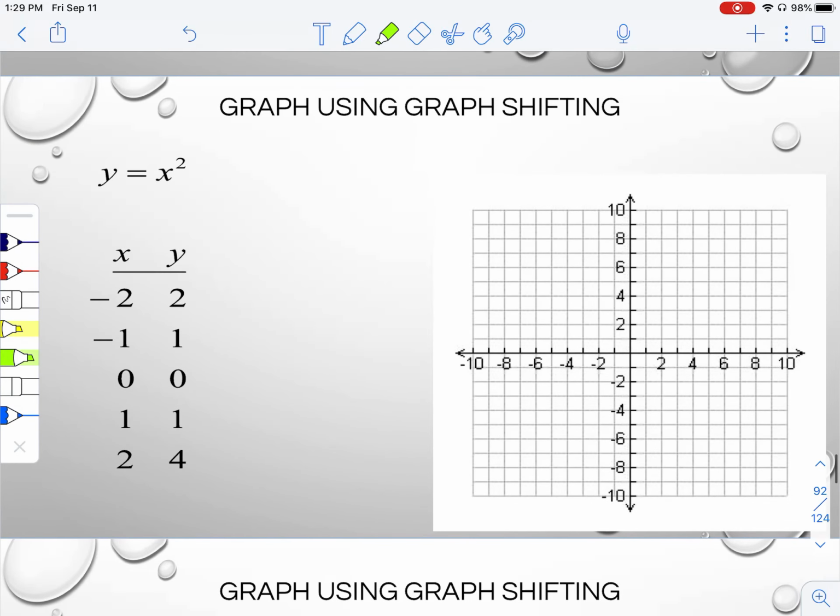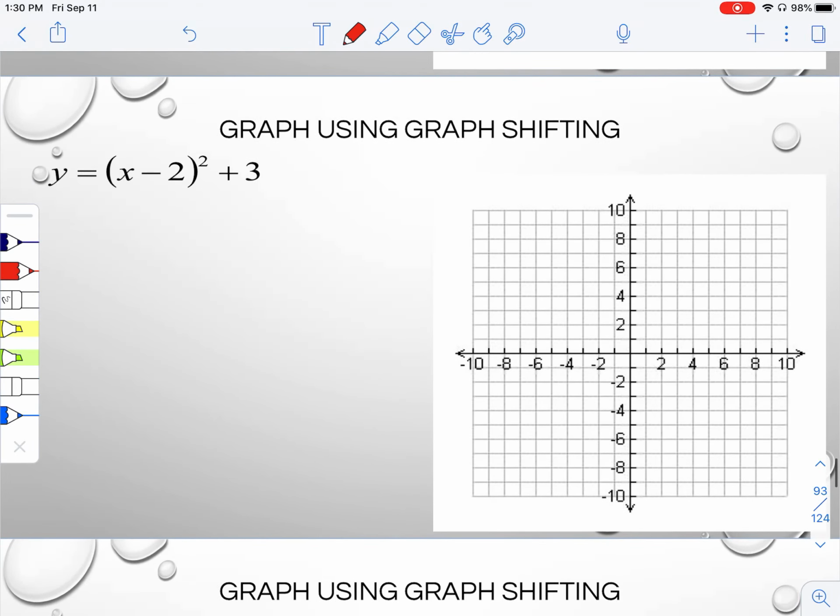So our parent graph, which is y equals x squared, I'm going to plot our points here. So there's our quadratic, the simplest form of a parabola, y equals x squared. That's the graph that we're going to continue to move around, stretch, and compress, etc.